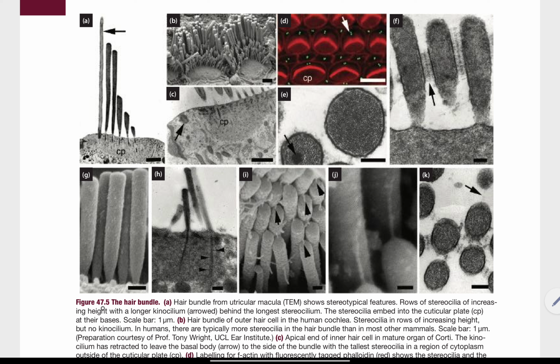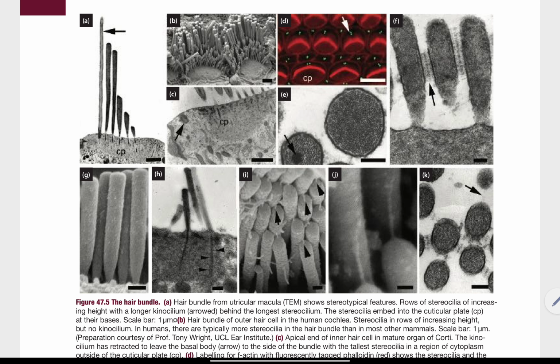Figure 47.5, the hair bundle. A is a hair bundle from utricular macula. TEM shows stereotypical features. Rows of stereocilia of increasing height with a longer kinocilium, arrowed, behind the longest stereocilium. The stereocilia are embedded into the cuticular plate CP at their bases.